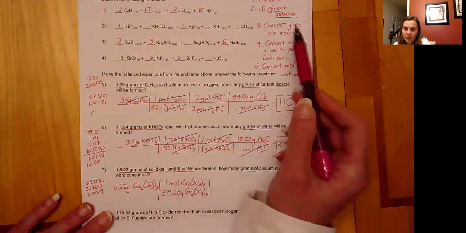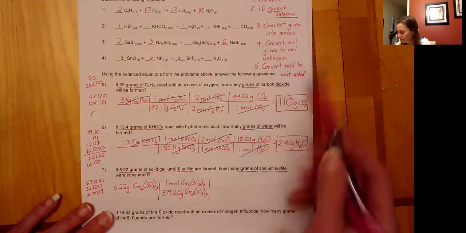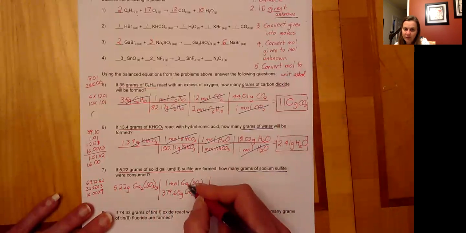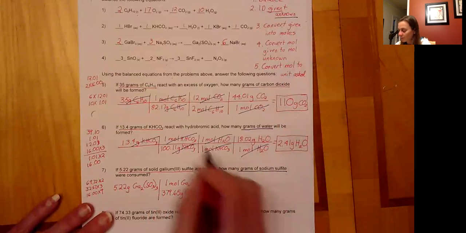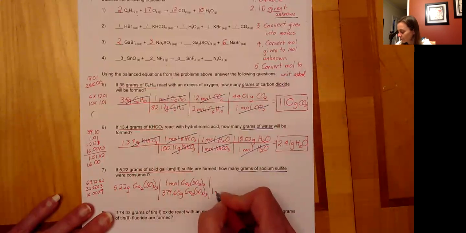And now I'm going to convert the moles of given to moles of unknown. So right now I have moles of gallium-3 sulfite. So I'm going to look at my balanced chemical equation. I can see that there's 1 mole of gallium-3 sulfite in that equation.